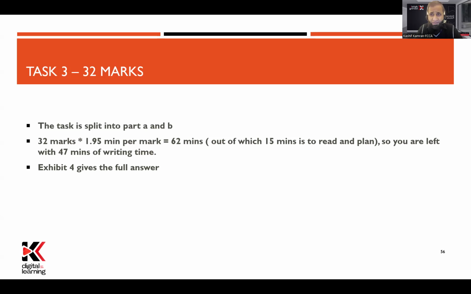Exhibit 4 will give us the answer because Exhibit 1 was used for task number 1. Exhibits 2 and 3 were used yesterday when we were looking at task number 2, A and B. Now we're only left with one exhibit, so we're very definite that the last exhibit will give us the answer for this particular task. There is one format in which to answer this task, and that's the briefing paper.